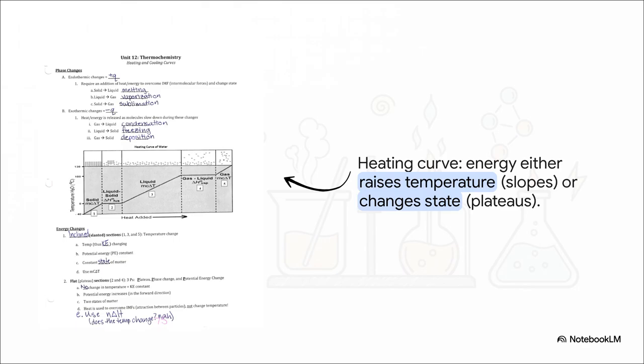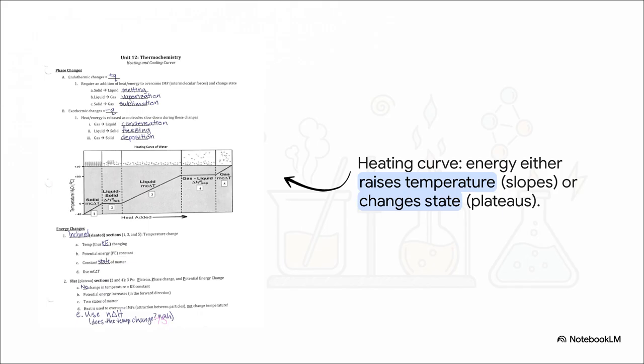And this graph, the heating curve of water, just tells the whole story perfectly. So let's just walk through it. You see the slanted bits? That's where you're adding heat and the temperature is going up. Simple enough. But look at those flat parts, the plateaus. This is where it gets really interesting.